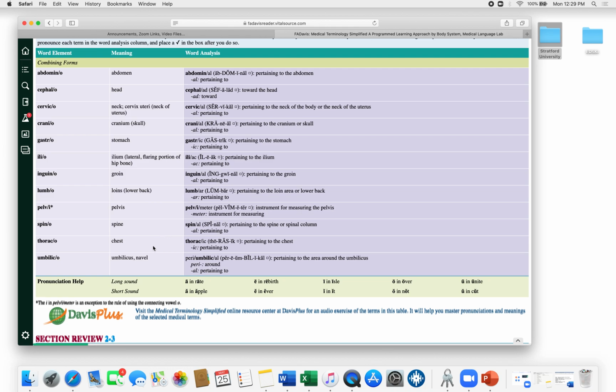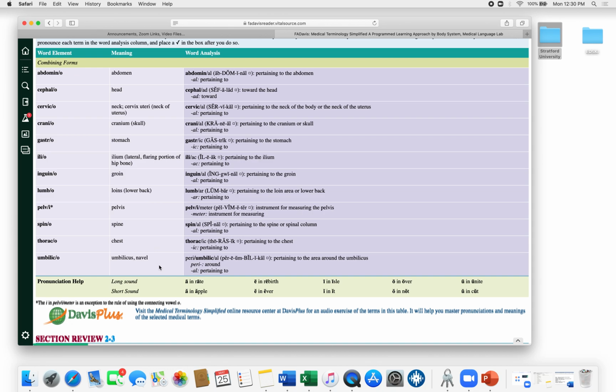Chest, thoracic. So your thoracic vertebrae are around the area of your chest. Ick, pertaining to your thoracic cavity. That's the cavity that holds your lungs and your heart. And because remember, one of our goals today is to learn what cavities, and we're going to see a nice little picture about that momentarily.